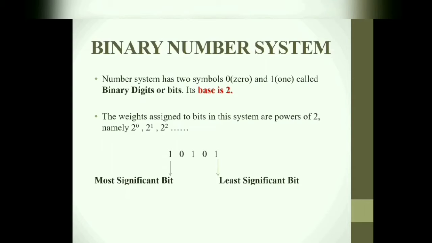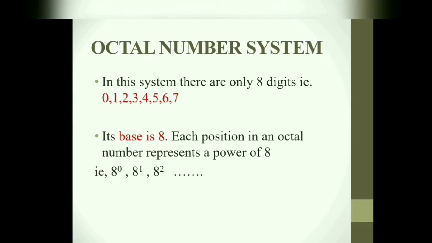It has 2 symbols, 0 and 1, and these symbols are called binary digits or bits. So its base is 2. Here given a binary number 10101. The leftmost bit of this binary number is called the most significant bit, that is MSB. And the rightmost bit is called the least significant bit, that is LSB. Once more, leftmost bit is called MSB and rightmost bit is called LSB.